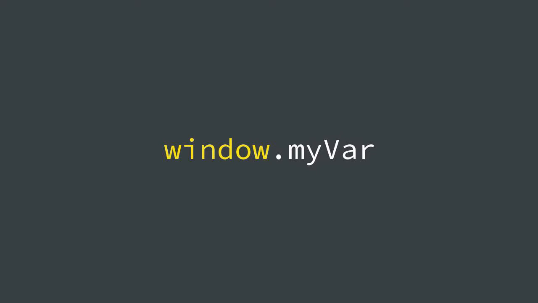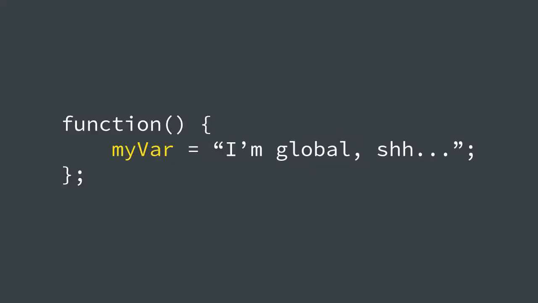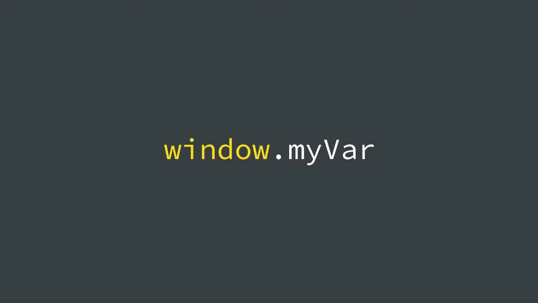Now, remember variable assignment? An important thing to remember about it is this: assigning a variable without first declaring it implicitly adds it to the global scope. So if you go like this, myvar is actually a global variable. It lives in the global scope as a property on the window object, window.myvar. This is typically not intended, and it's a bad practice. Don't do it. You should always declare your variables.